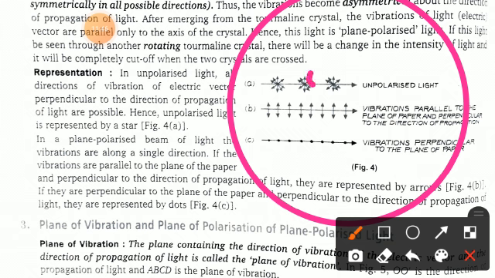The first one is the unpolarized light. The second one shows vibrations which are parallel to the plane of paper and perpendicular to the direction of propagation. And the third one is a vibration perpendicular to the plane of paper.